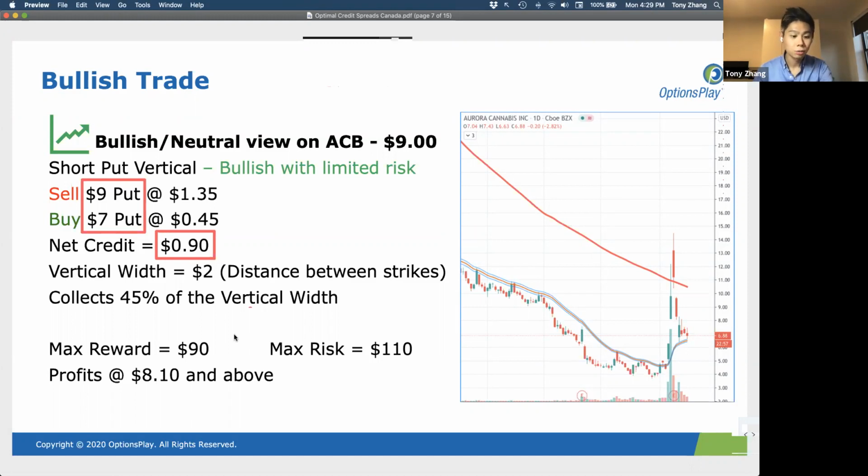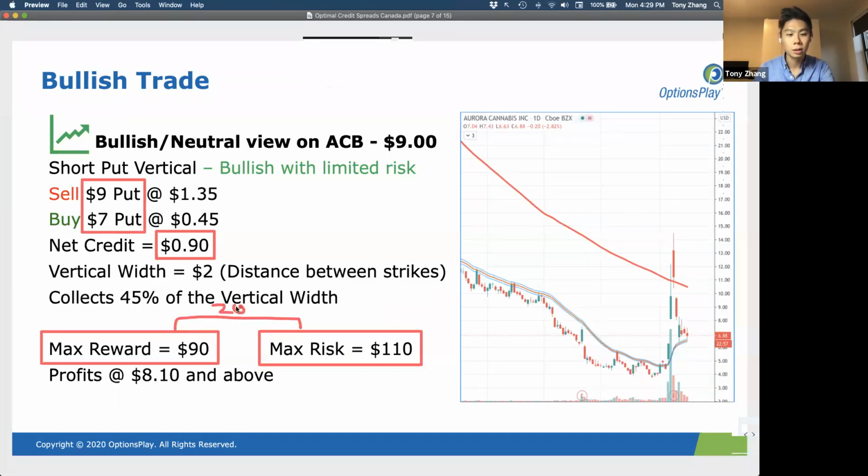So whatever you collect in reward, in this particular case 90 cents, translates to $90 per contract. The rest of the $2, the $1.10, is my max risk. When you add these two together, that adds up to the $200 of the vertical width, which is 2 times 100, the 100 multiplier that you have for each contract. So whatever you can potentially make on a credit spread, the rest of it is going to be your max risk.